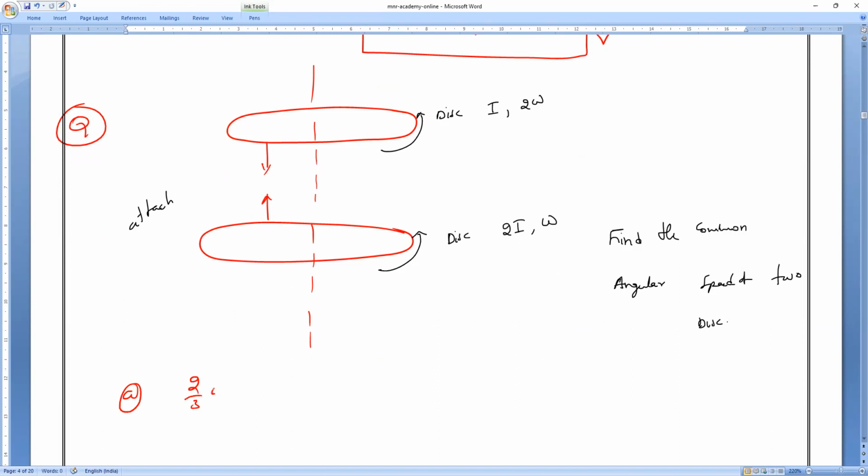Option A is 2 by 3 omega. Option B is 3 by 4 omega. Option C is 3 by 2 omega. Option D is 4 by 3 omega. Solve it now. Try, everybody. 1 minute time. Everybody try. Answer, please.